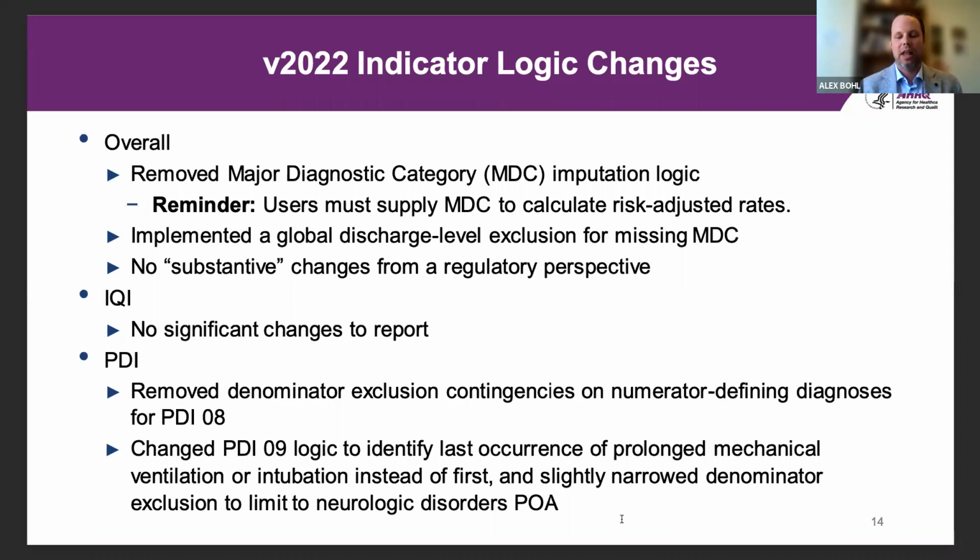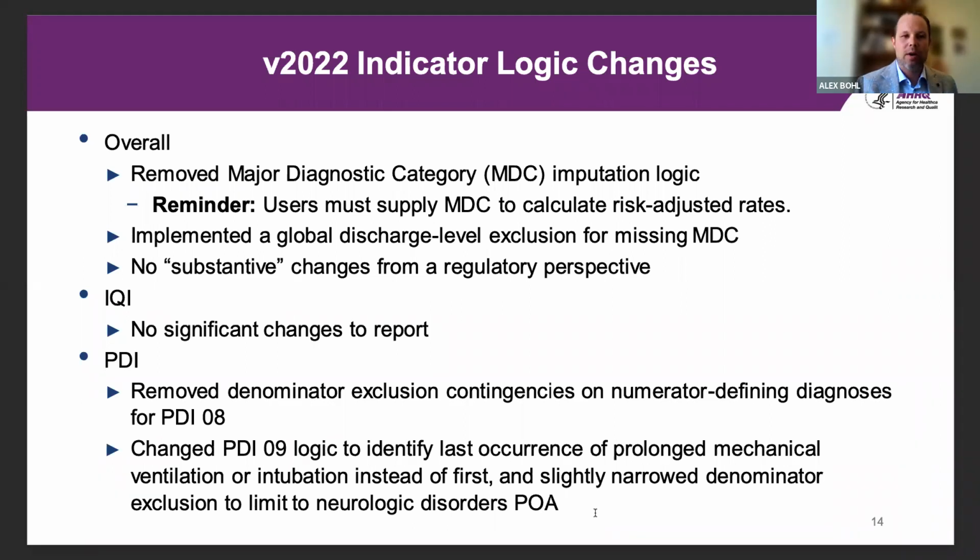Last year we introduced a criteria for the user to indicate whether they have MDC or not. This year we give that option, but we no longer impute MDC and we remove that logic from the software. That means users now have to supply their own MDC, and if they don't, they'll only get numerators and denominators.